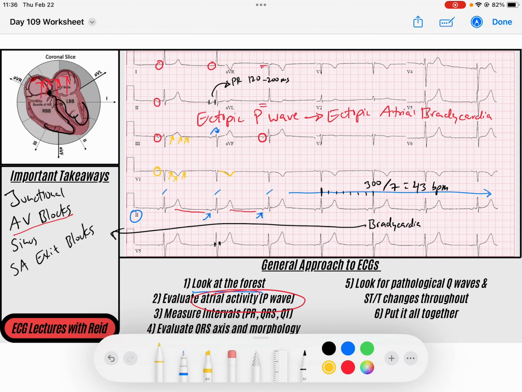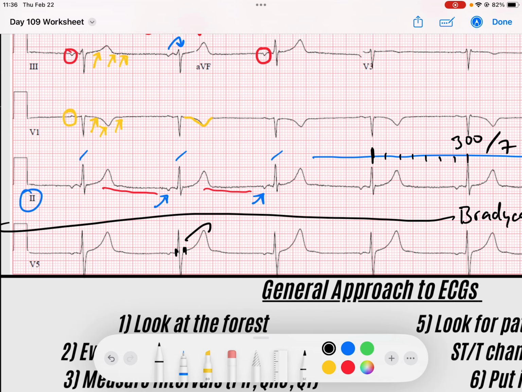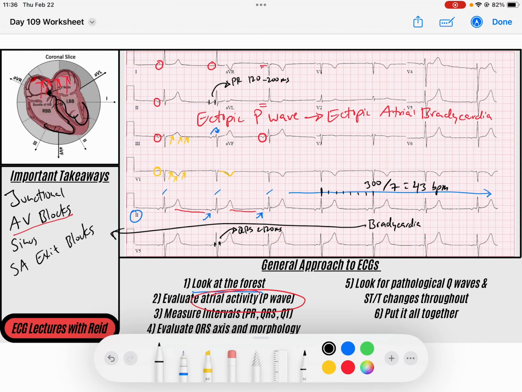AV node is working, and so far we've got an ectopic atrial bradycardia. Once the AV node gives that signal down to the ventricles, it creates our QRS complex. We have a narrow complex rhythm, right? My QRS is less than 120 milliseconds, which tells me it's taking my rapid conducting His-Purkinje system.